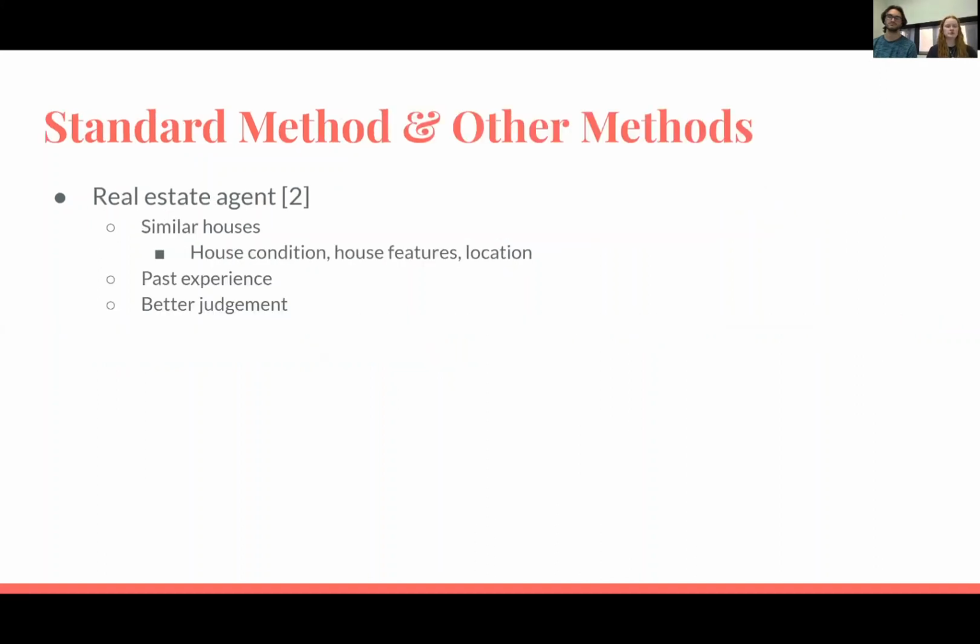So the current method for determining the listing price of a house is to use a real estate agent. They will look at similar houses, and they'll use their past experience and better judgment to determine the list price of a house. This isn't the best method considering that it can change a lot from person to person, and these aren't super scientific methods.